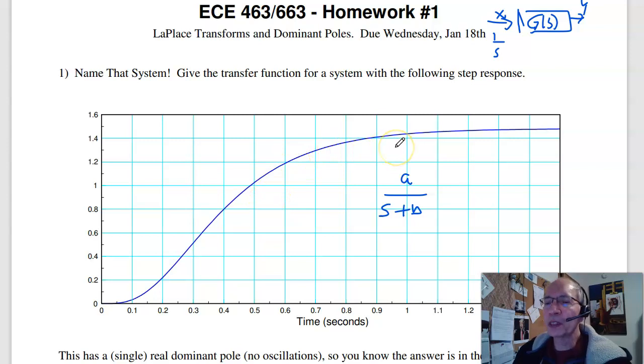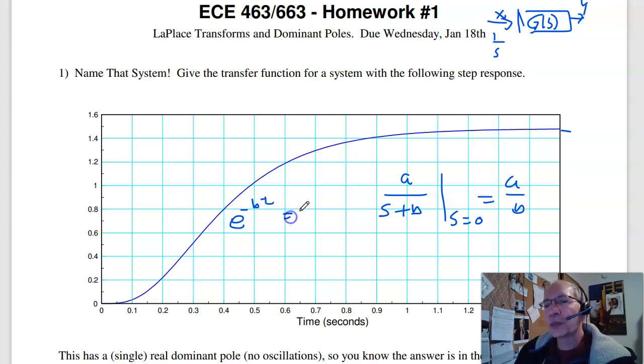One of them that's pretty easy is the DC gain. Plug in s equals 0, I get a over b. At DC, I'm right here, about 1.45. A second thing that's easy is the transient decays as e to the minus bt.